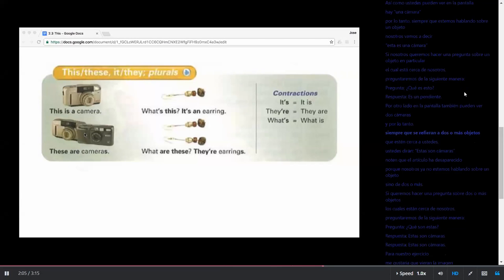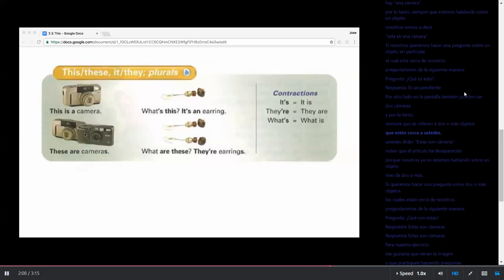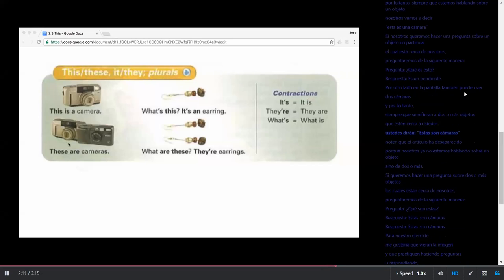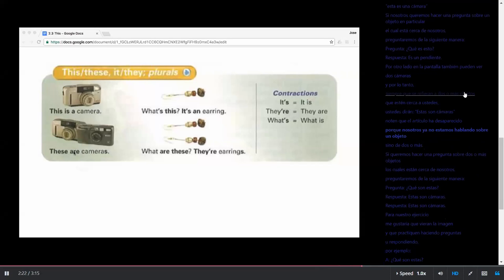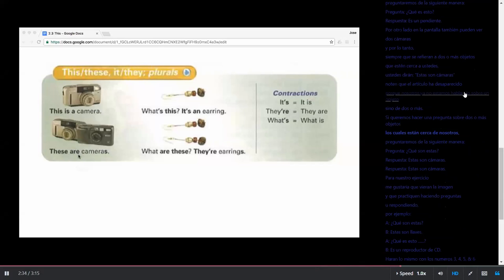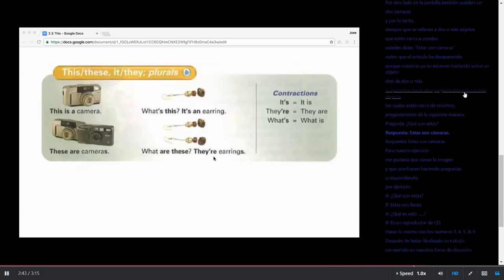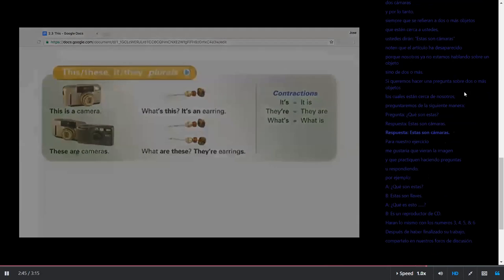On the other hand, on the screen, you also see two cameras. And therefore, whenever you refer to two or more objects which are near you, you will say, these are cameras. Notice that the article "a" from the previous example disappears, because we're no longer talking about one object, but instead two or more. If we want to ask a question about two or more objects which are near to us, we will ask in the following way. What are these? They're earrings. Or they're cameras, for example, right?